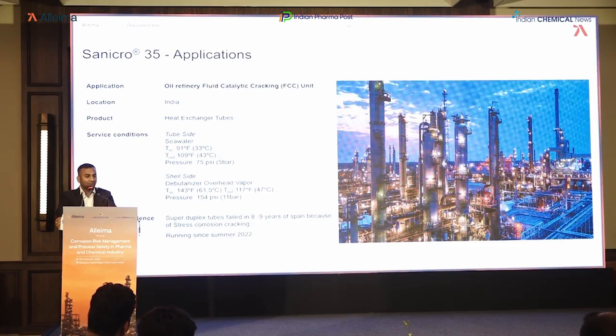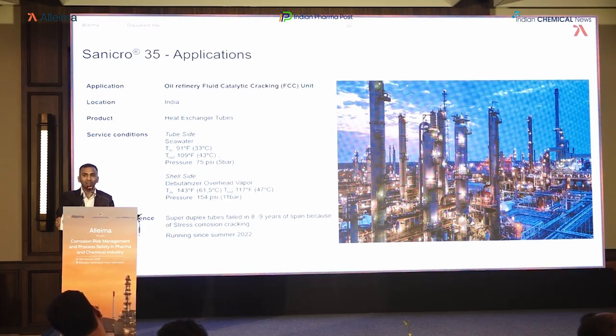This is again an FCC unit, in an Indian scenario. Super duplex tubes were used, and they faced failures within 8 to 9 years. Again, premature failure. They were expecting a life of 20 years. It was because of stress corrosion cracking. They were using seawater on one side, and on the other side it is debutanizer overhead. It was then installed with Sanicro 35 in 1 tube pass, and it has been running successfully since 2022 without any failures.